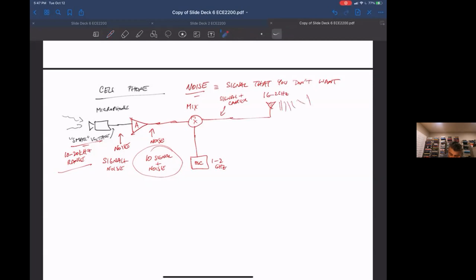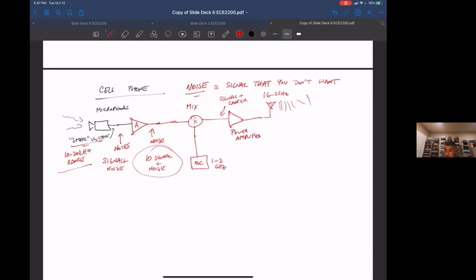It turns out that besides just the amplifier, this mixing has gain elements in it. This oscillator has gain elements in it. One thing I forgot to draw here is you need a very high output power to drive the antenna, because the cell phone tower might be very far from your cell phone, and you want to have a lot of output power.